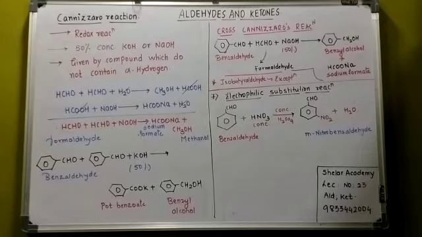So, what is the product? The product is meta-nitrobenzaldehyde, and water is formed. So all this we end with the reactions of aldehydes and ketones. Now, we are left with carboxylic acid. So, in the next lecture, we proceed with the carboxylic acids, and the uses of aldehydes and ketones you can do on your own.